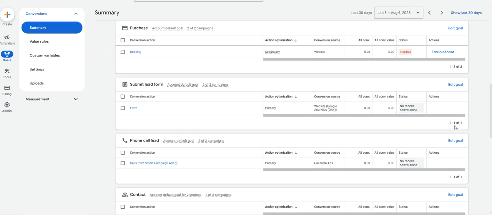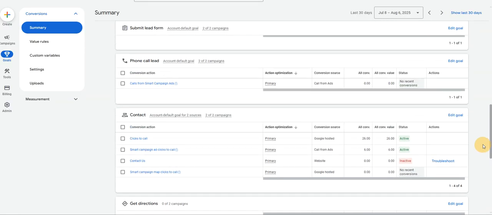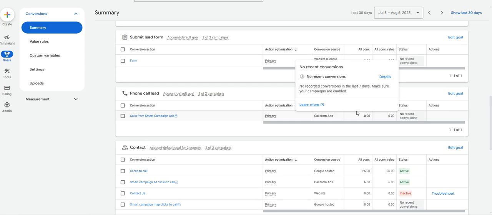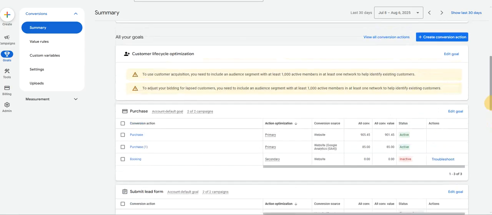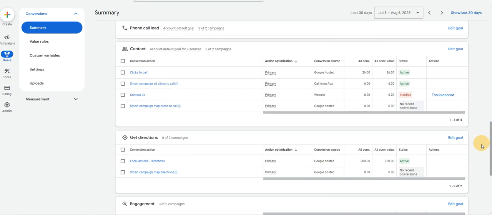Form, okay, probably not valid. I don't see anything with calls from ads. I'm not sure if you can track calls from ads in your country. If you can, definitely include that. It's probably not as important as a booking though. So if your primary focus is just online booking, then keep it at that. Just make sure you fix this up here.